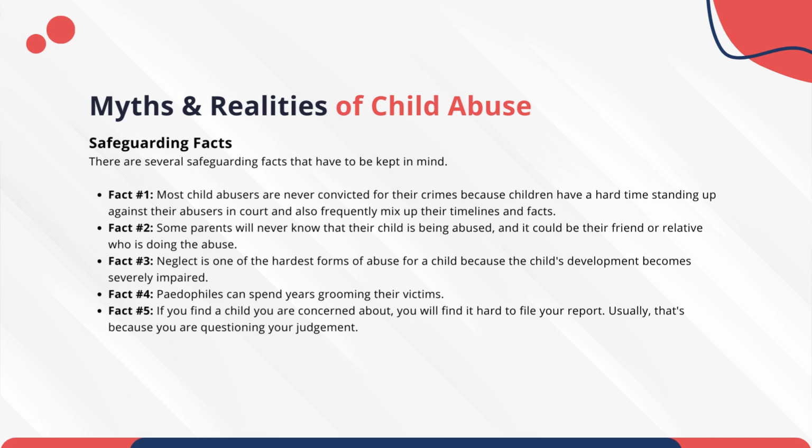Safeguarding facts. There are several safeguarding facts that have to be kept in mind. Fact 1: most child abusers are never convicted for their crimes because children have a hard time standing up against their abusers in court and also frequently mix up their timelines and facts. Fact 2: some parents will never know that their child is being abused, and it could be their friend or relative who is doing the abuse.